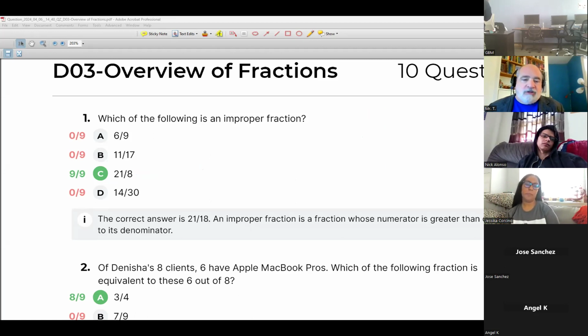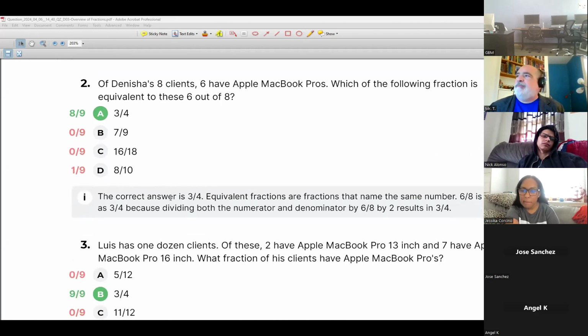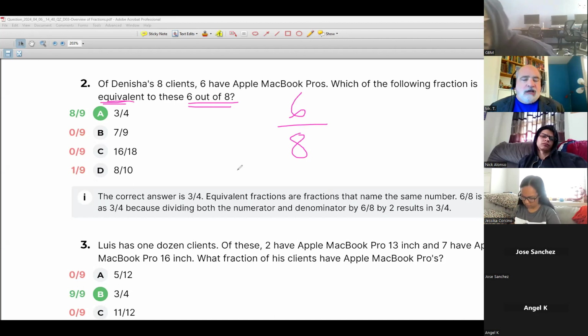Okay, so let's go on to number 2. Of Denisha's 8 clients, 6 have Apple MacBook Pros, which of the following fractions is equivalent to these 6 out of 8? So we have 6 out of 8, right? What we want is an equivalent fraction, meaning a fraction that's equal to this. So what we want to do is reduce or simplify this. What can we divide top and bottom by? 2, right? They're both even numbers.